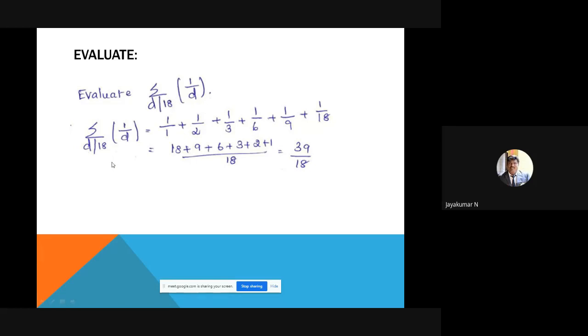So what are the divisors of 18? 1, 2, then 3, then 6, then 9, then 18. So just 1 by 1, 1 by 2, 1 by 3, 1 by 6, 1 by 9, 1 by 18. Just find the LCM, we'll get the answer. This is a simple 2 mark question.